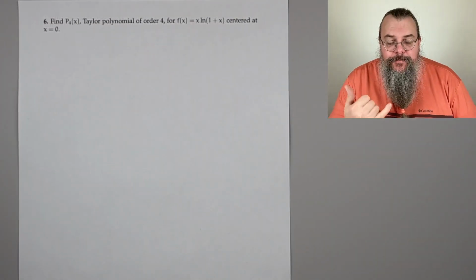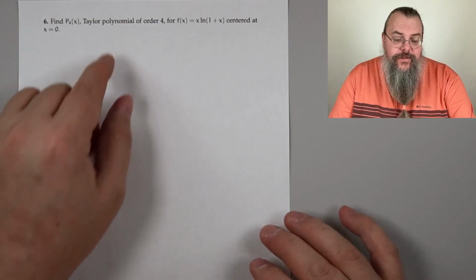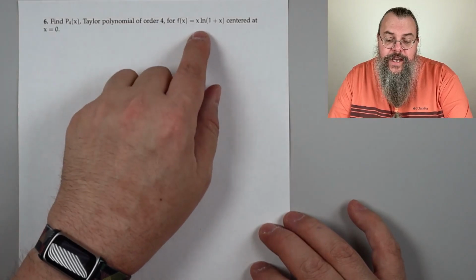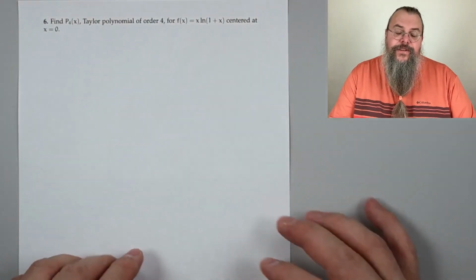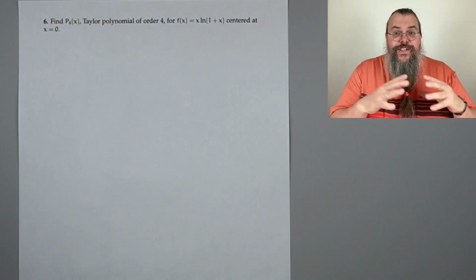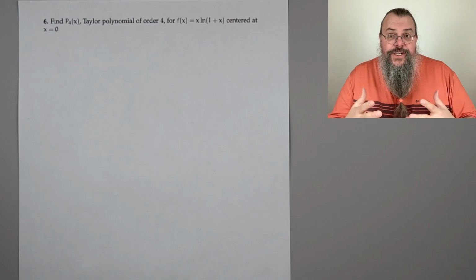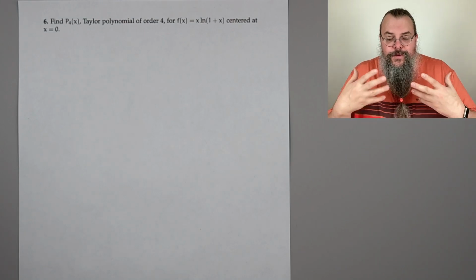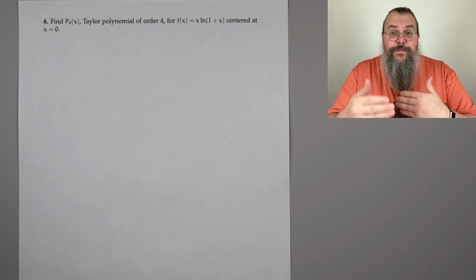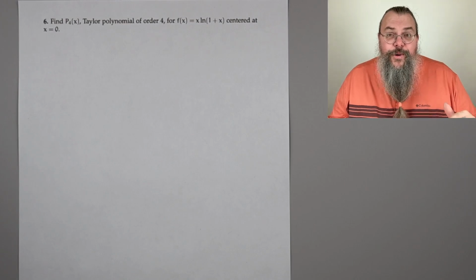Number 6. We're asked to find P4 of x. And this is the Taylor polynomial of order 4 for f of x equals x log of 1 plus x, centered at x equals 0. Now there's 2 strategies that we could go in. One is the literal strategy, which is to say, oh, hey, we can just take enough derivatives and life is good. And one is the build it up strategy. So we'll walk through both of them.